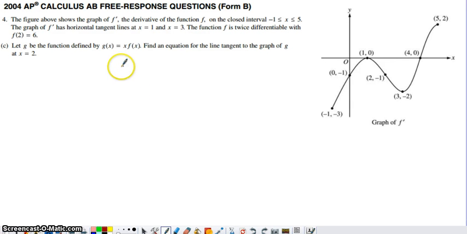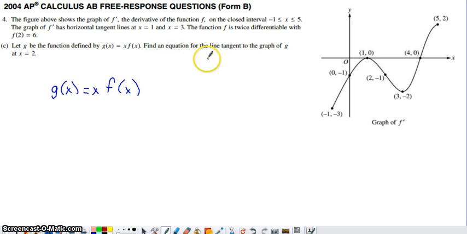So here's part C of 2004 Form B, AB number 4. And you have the graph of f prime provided here. You have different characteristics about f, f prime, f double prime described in the problem statement. And in part C, it defines a new function. It says g is going to be the function defined as g of x equals x times f of x. So they give us a new function in part C here.